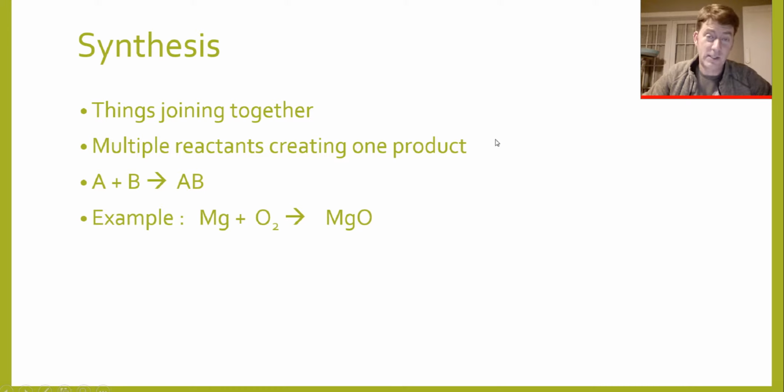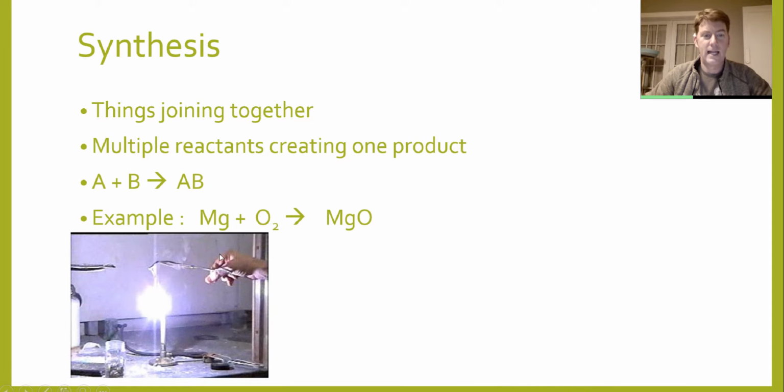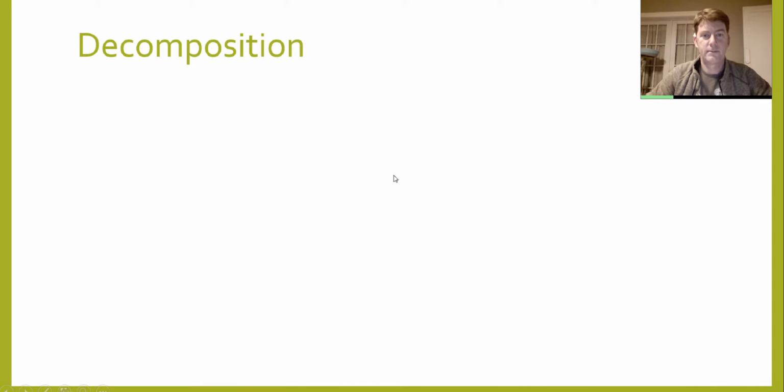So, example we saw in class, we saw the synthesis of magnesium and oxygen gas. The burning of the magnesium created magnesium oxide, which is the joining of those two parts. So, like we said before, we will talk about balancing this and how the amounts of reactants will be the same as what we end with here. So, we'll get to that. So, there's our magnesium burning. We saw magnesium oxide, the white residue coming off of that.